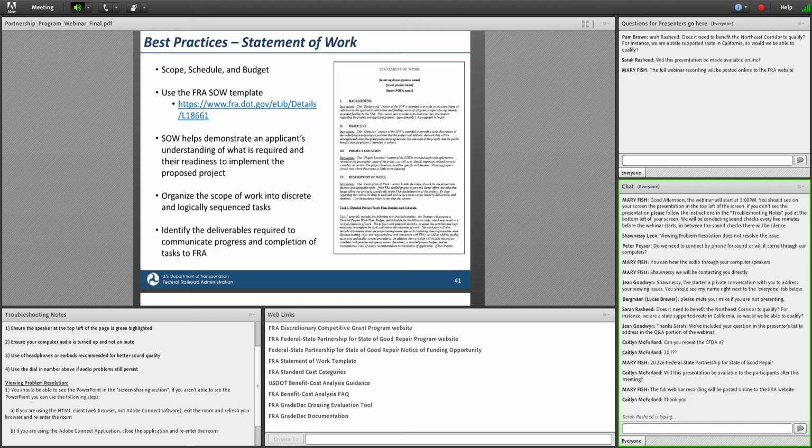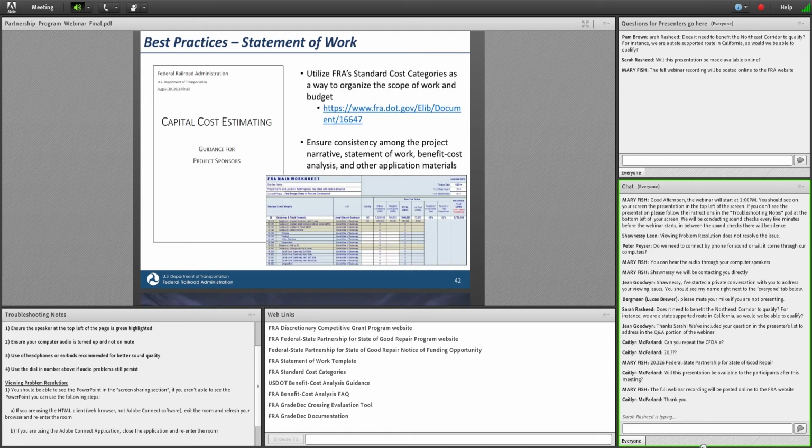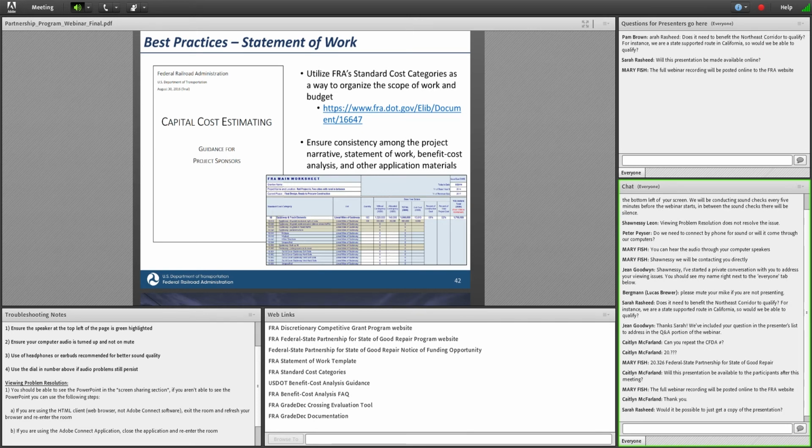So in developing your statement of work, please organize the scope of work into discrete and logically sequenced tasks and identify the deliverables that are required to communicate progress and completion of each one of those tasks. Back in 2016, FRA issued capital cost estimating guidance that included standard cost categories for rail projects. We ask that you utilize those standard cost categories as a way to organize the scope of work and your budget. And again, that is linked to here in this webinar.